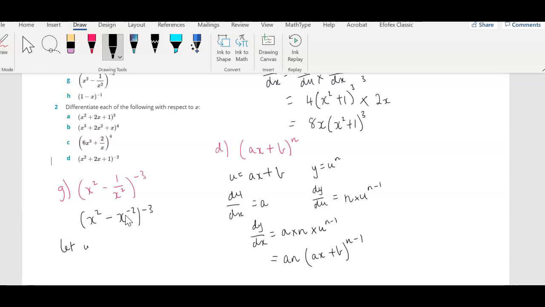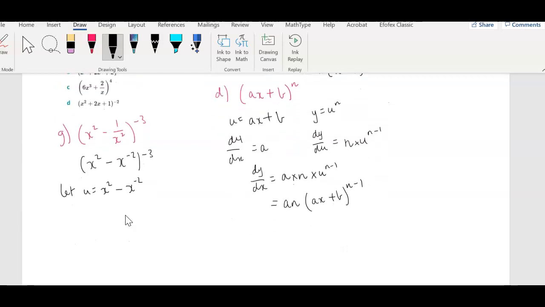So let u equal x squared minus x to the power of negative 2. We're going to find the derivative of that. So du/dx becomes 2x. Now negative 2 is going to come out, so it's minus negative 2x, and then we're going to decrease that power, so it becomes negative 3. Let's just tidy that up: 2x plus 2x to the negative 3. Just be careful when you're decreasing your powers, you don't accidentally increase your power. So that's du/dx.